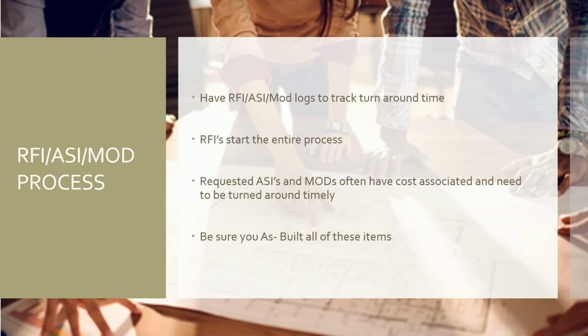And I know you guys know this because you've gone through our QC 101 at this point, but RFIs start the whole process. It starts the money chain. You can't get any change orders, you can't get anywhere, unless you start with the RFI. Requested ASIs and mods have costs associated with them almost always, and they have to be turned around timely. And it's really important that you talk about that process with your design team.